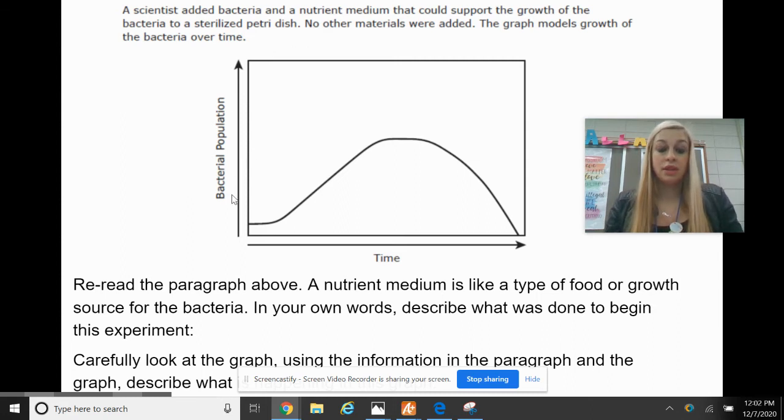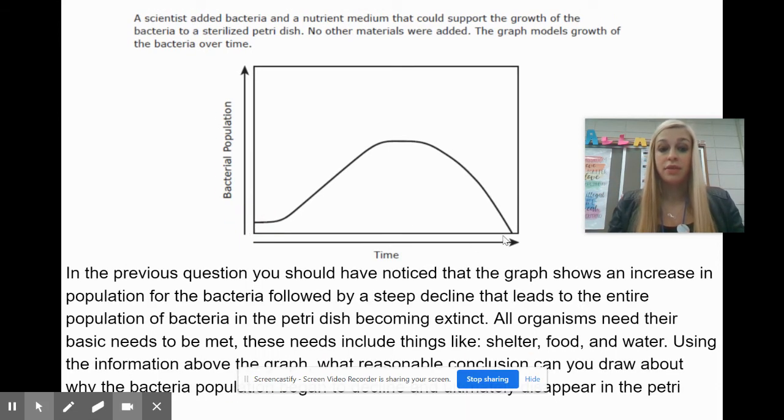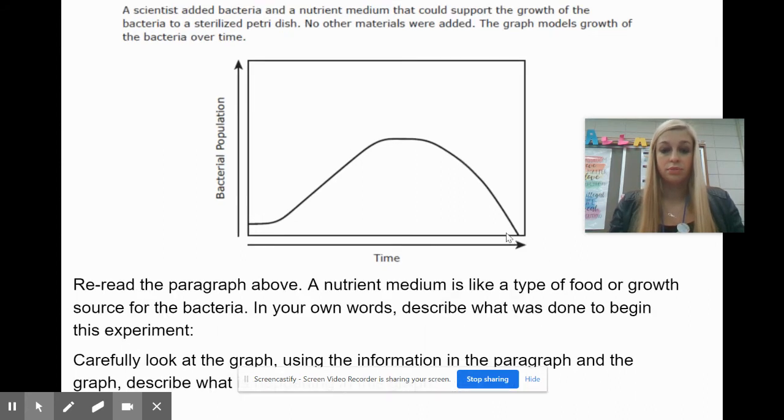So let's look at the graph now. The bacteria population starts down here. That means that is how much bacteria is put in the experiment or in the petri dish to start with. This is where you start. This is where you end. So start with this much bacteria. What is happening as time goes on? The number of bacteria is increasing, and then all of a sudden it stays the same, and then rapidly it decreases until we have no bacteria left.